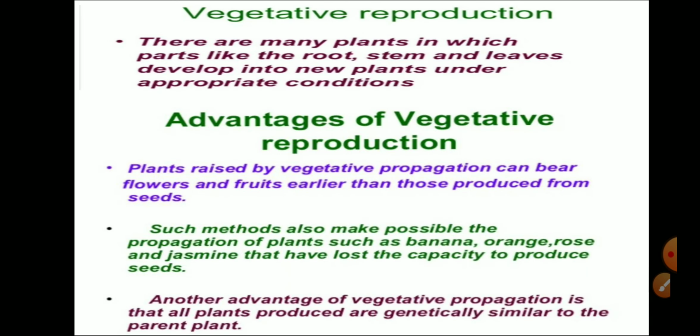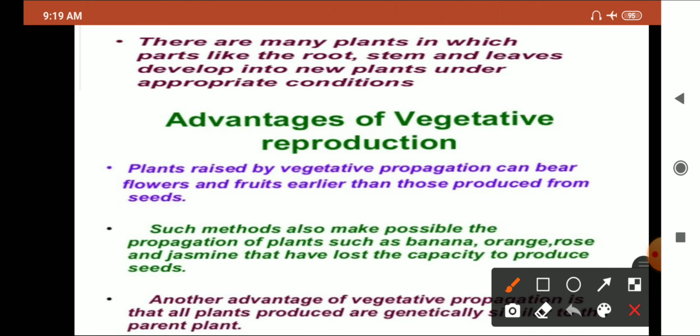Next, we have vegetative propagation, the development of a new plant from the vegetative parts of the plant like roots, stem, and leaves. This, under appropriate conditions, is termed vegetative propagation. The plants can be raised.